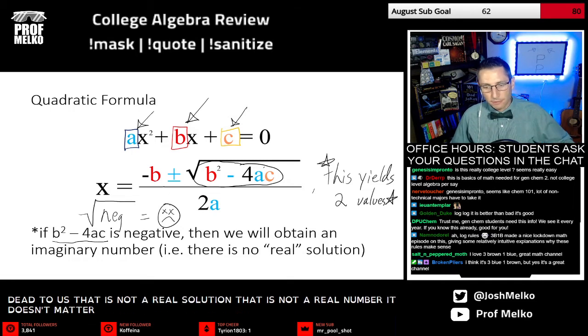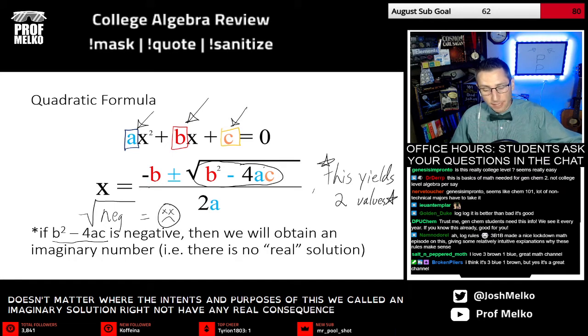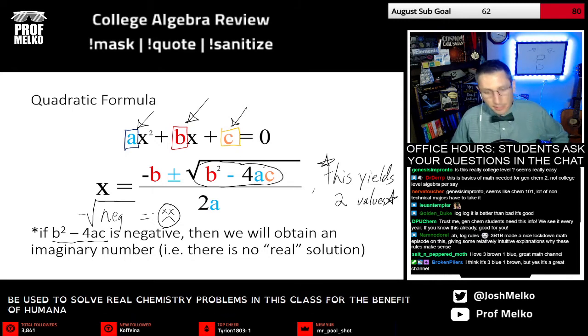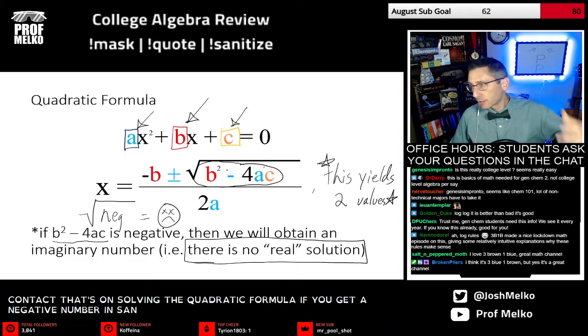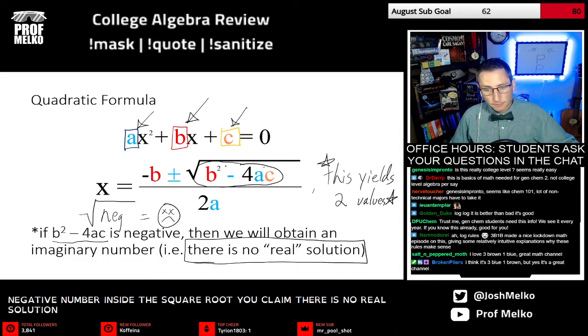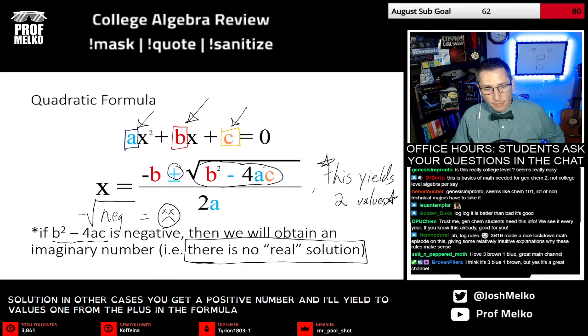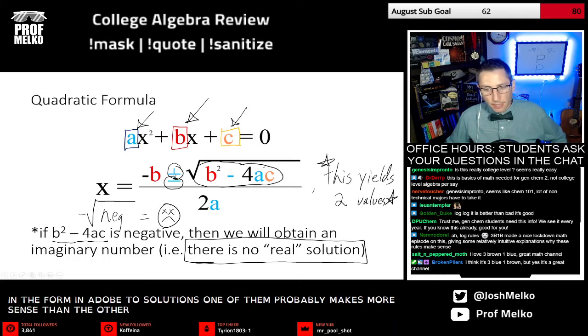It doesn't matter for the intents and purposes of this. We call it an imaginary solution, right? It's not of any real consequence. It's not going to be used to solve real chemistry problems in this class for the benefit of humanity. So we would state there is no real solution in that context. Okay, so in solving the quadratic formula, if you get a negative number inside the square root, you claim there is no real solution. In other cases, you get a positive number and it'll yield two values, one from the plus in the formula and the other from the minus in the formula. There will be two solutions. One of them probably makes more sense than the other in the context of chemistry.